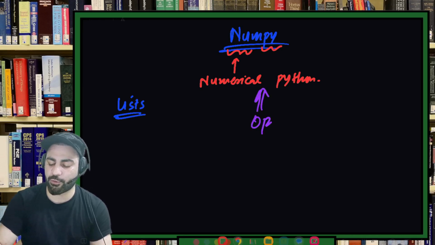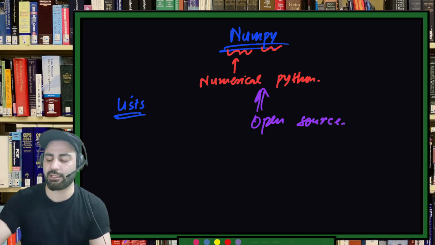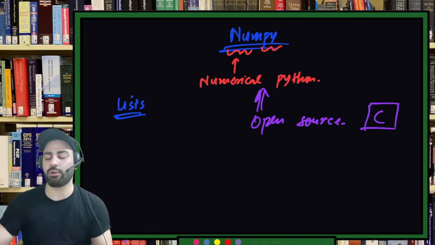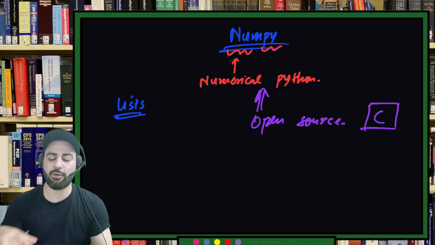This is an open source library. You can still access it and you can contribute to it. And the code is written in C. That's why it's so fast. That's why we came up with NumPy.